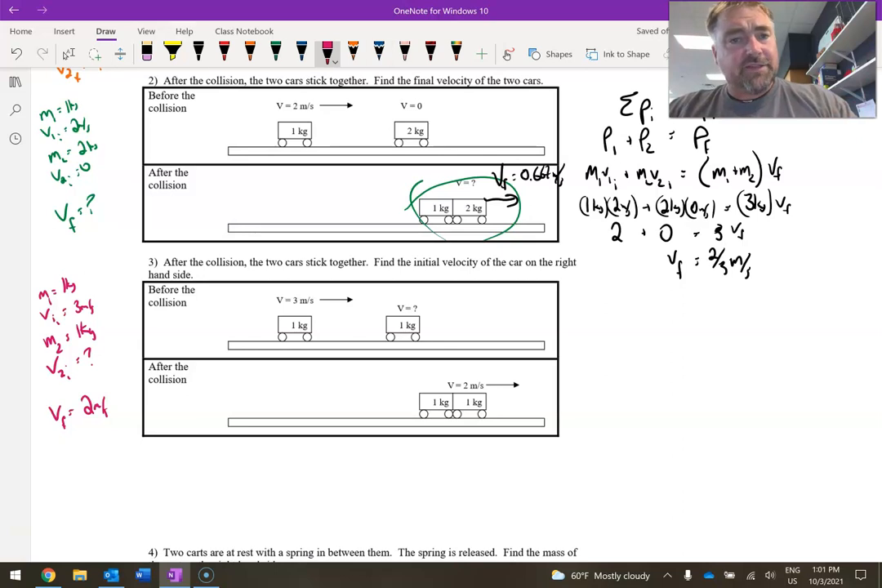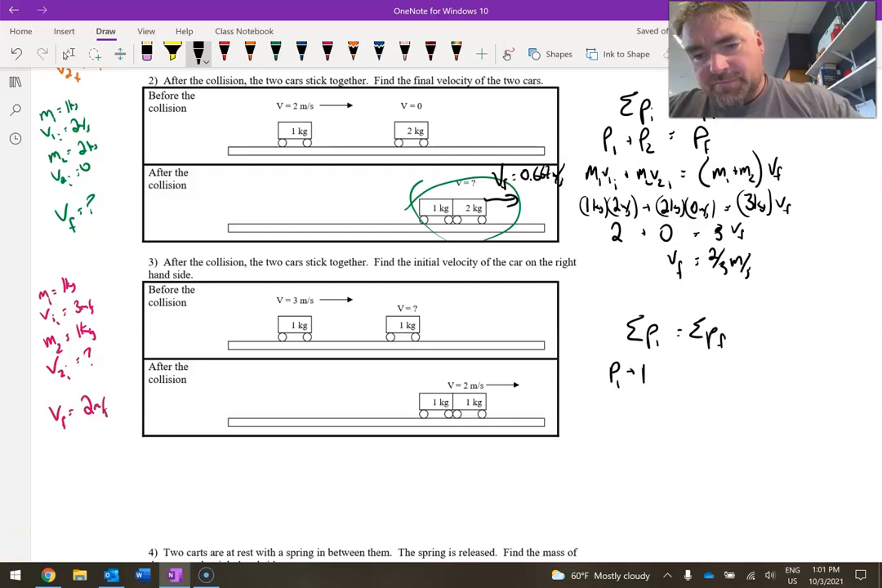So again, I'm going back to my law of conservation of momentum. So sigma Pi equals sigma Pf. So P1 plus P2, because I know there's two objects before the collision, is equal to P final, because there's only one object after the collision. So M1 V1 initial plus M2 V2 initial is equal to M1 plus M2 times V final.